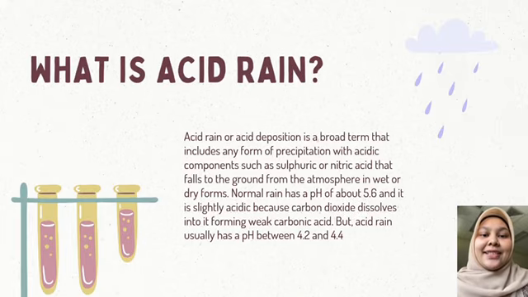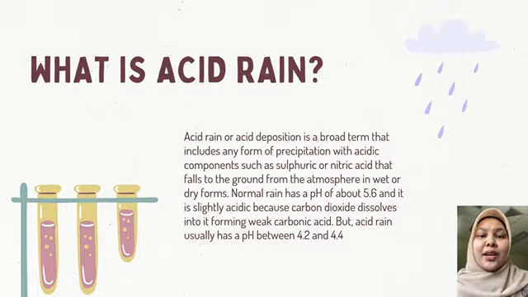Acid rain or acid deposition is a broad term that includes any form of precipitation with acidic components such as sulfuric or nitric acid that falls to the ground from the atmosphere in wet forms like snow, rain or fog, or in dry form like gases and particles. Normal rain has a pH of about 5.6 and it is slightly acidic because carbon dioxide dissolves into it, forming weak carbonic acid. But acid rain usually has a pH between 4.2 and 4.4.